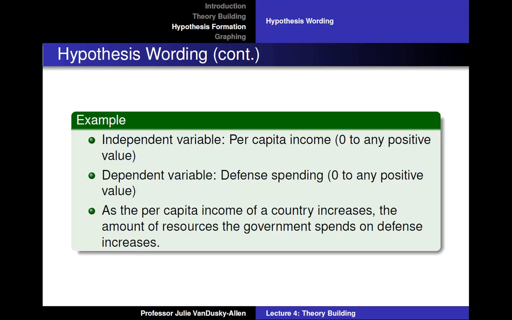As the per capita income of a country increases, the amount of resources the government spends on defense increases. Note that this hypothesis identifies how variations in the independent variable, per capita income increases, lead to variation in the dependent variable, defense spending increases.